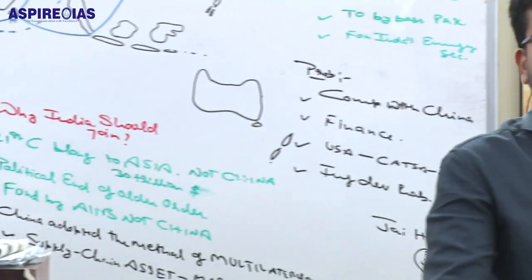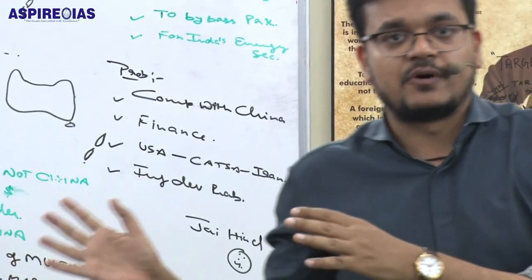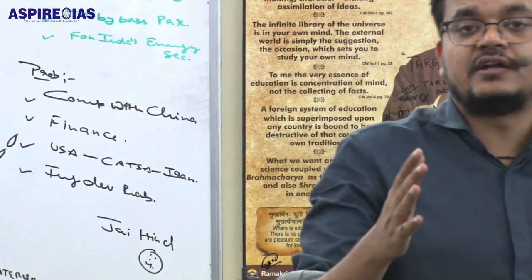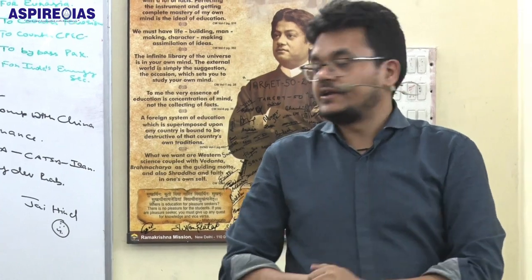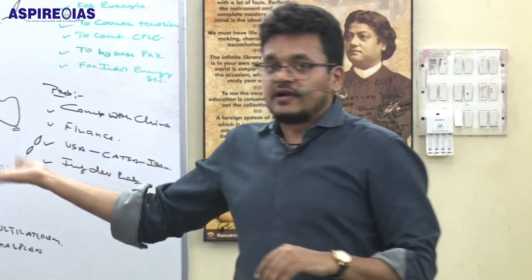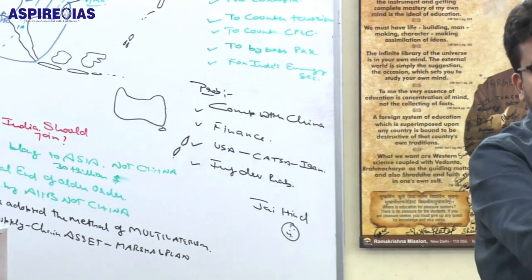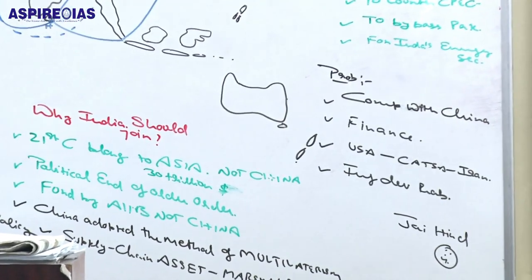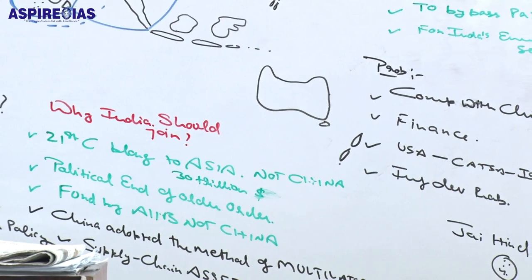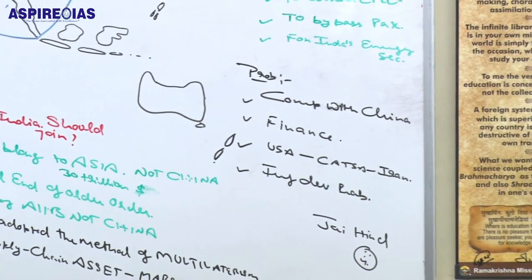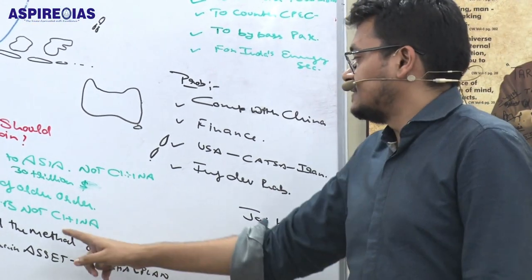Second, political end of the older order. World order was guided by Europe and USA. But through this policy, it is an indication that the world is now changing towards Asia. And in Asia's support, we should join it. Third, the fund is not provided by China now. The majority of the fund is coming from AIIB, and India is also one of the prominent members of AIIB, the Asian Infrastructure Investment Bank.